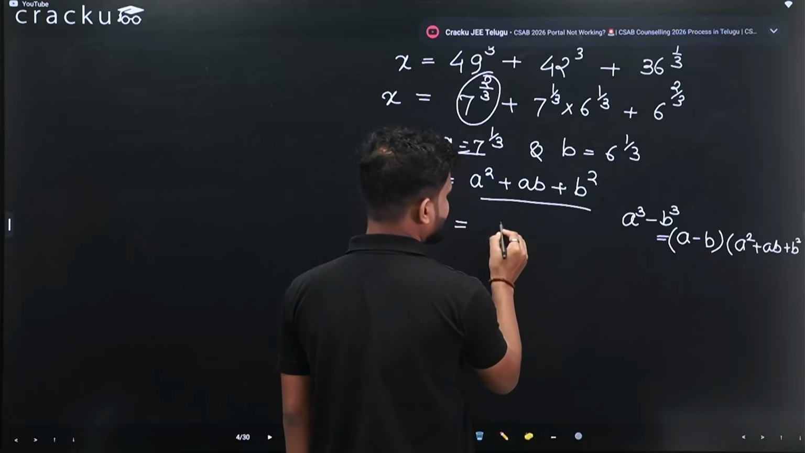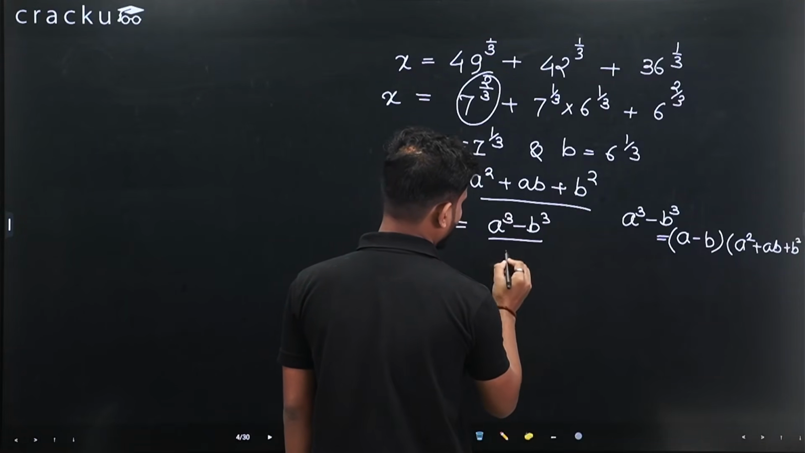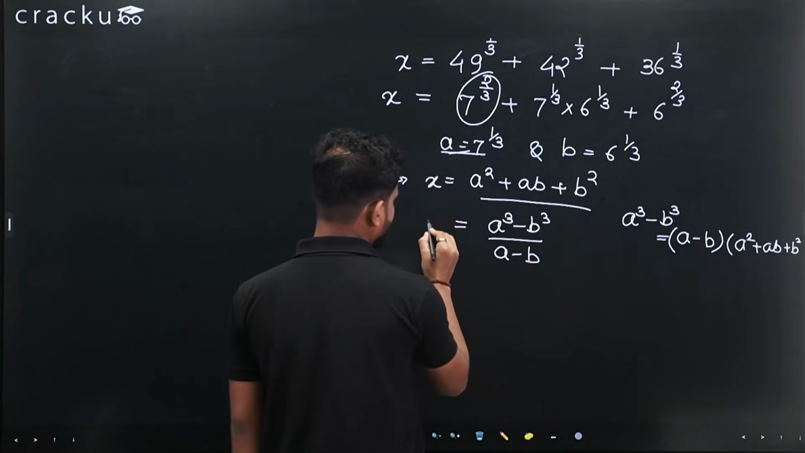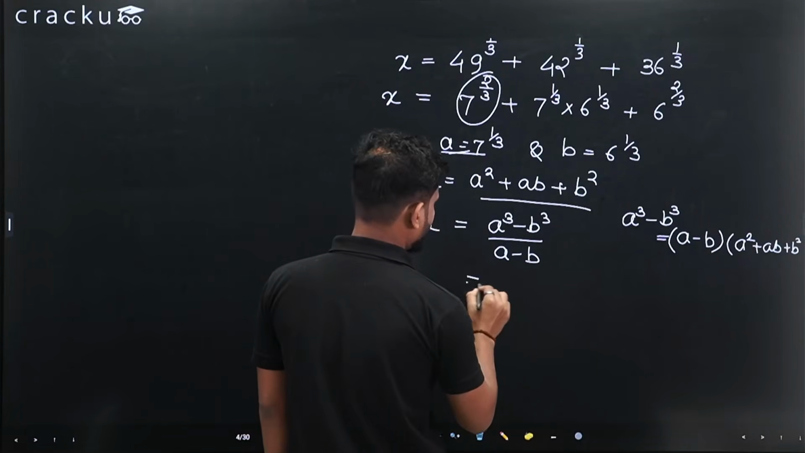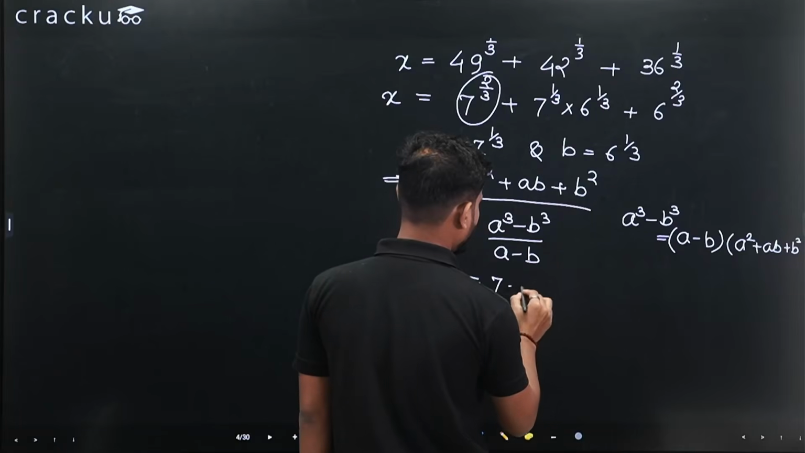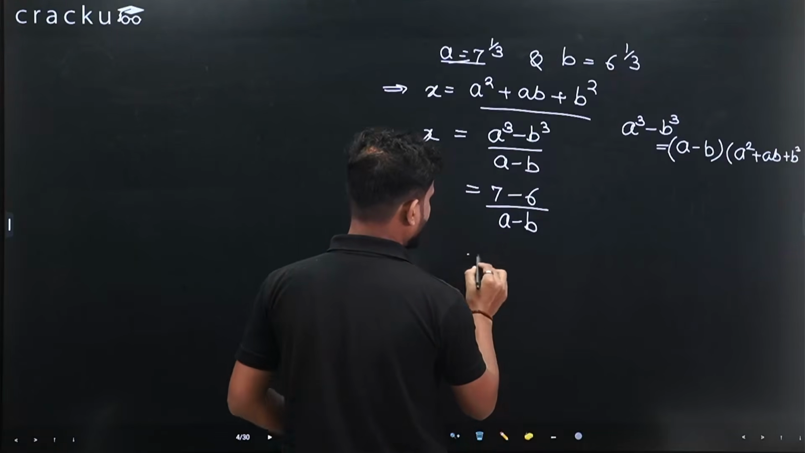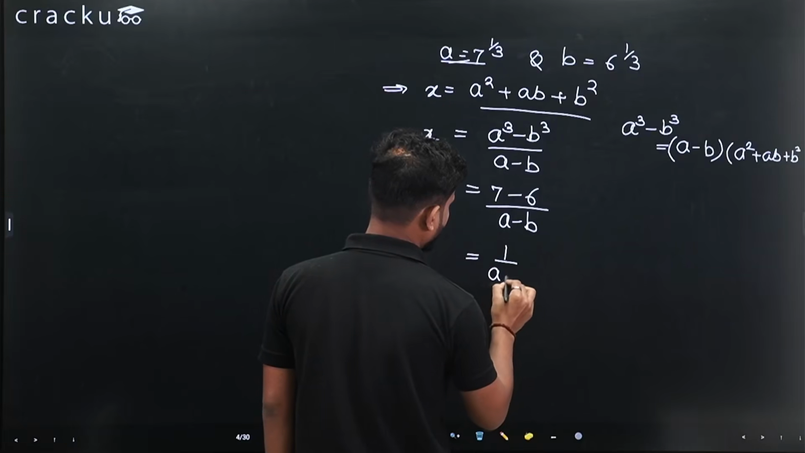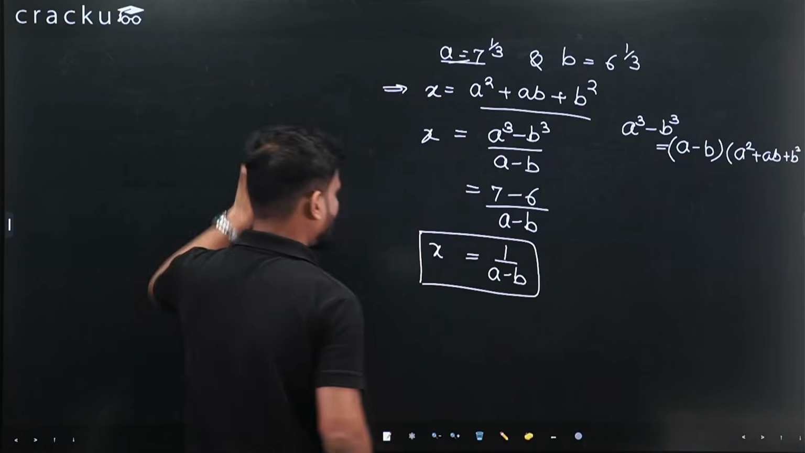So from here I can say x is equal to a cube minus b cube upon a minus b. What is a cube? A cube is nothing but 7. What is b cube? It is 6. So this is 7 minus 6 upon a minus b, or 1 upon a minus b. This is x.